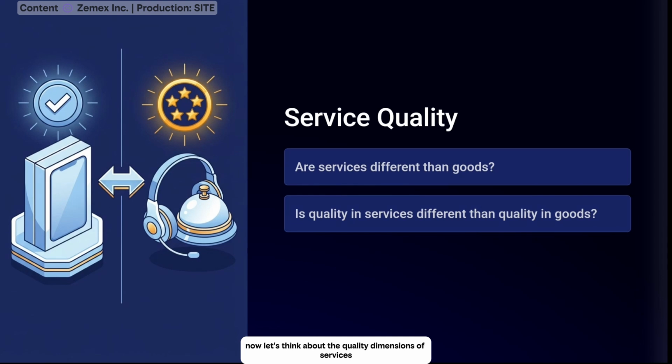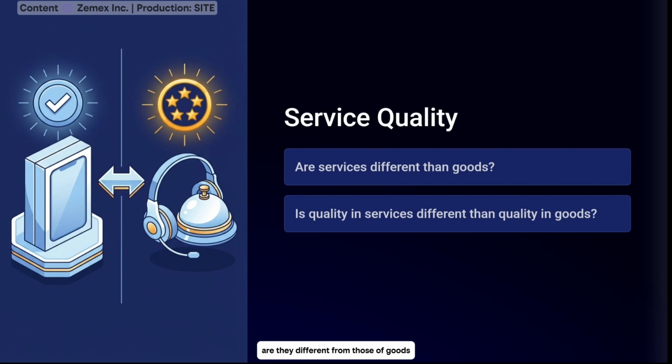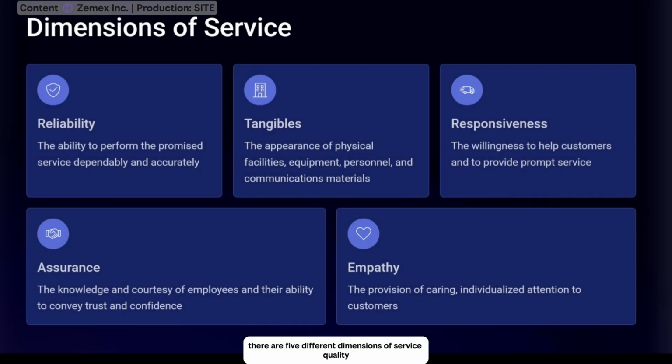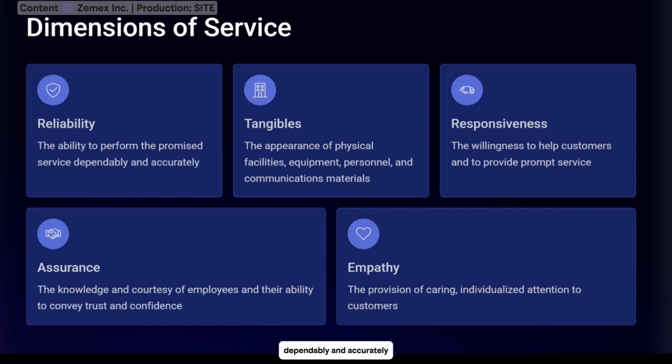Now, let's think about the quality dimensions of services. Are they different from those of goods? Since services are different from physical goods, they have different dimensions of quality. There are 5 different dimensions of service quality. First, reliability. This is the ability to perform the promised service dependably and accurately. If the service is good one day and poor the next, it cannot be considered reliable.